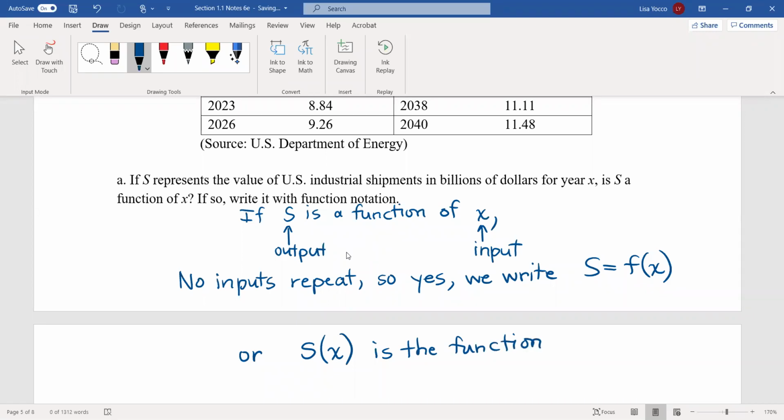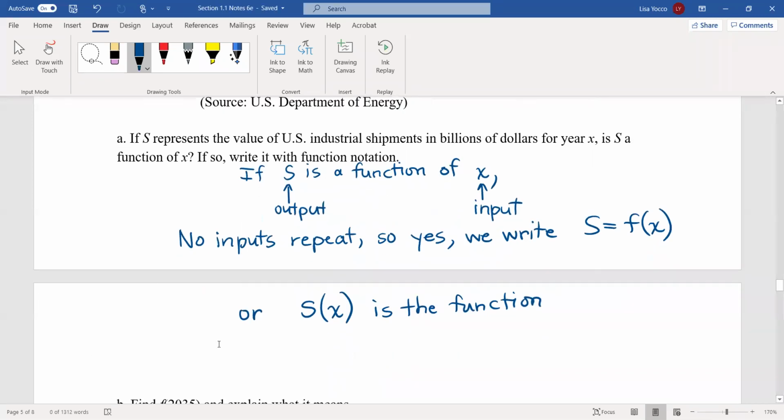Okay, this is typically what we do. When we write S of X, that's what we mean. It's another way to write it, a briefer way to write it. S is a function of X, or S of X.